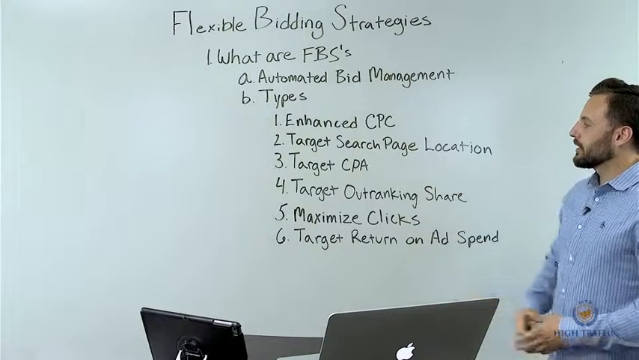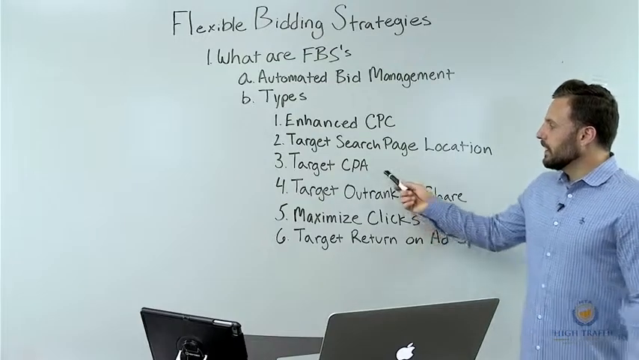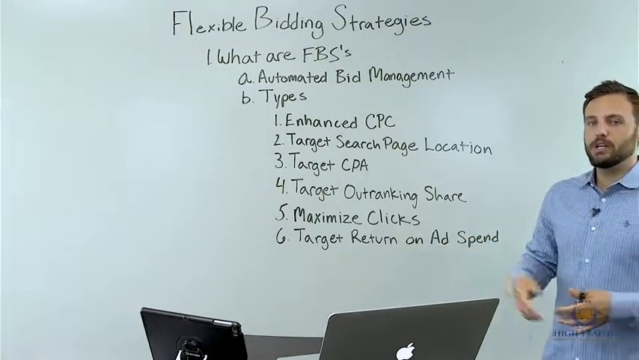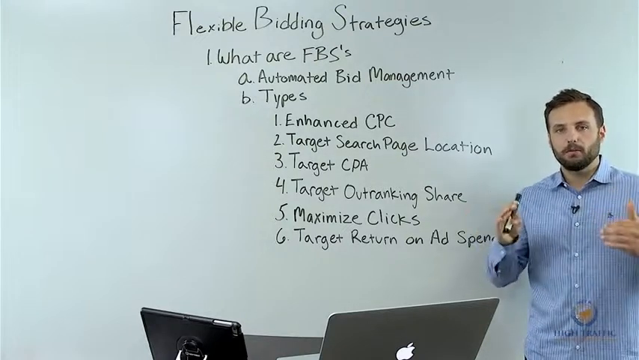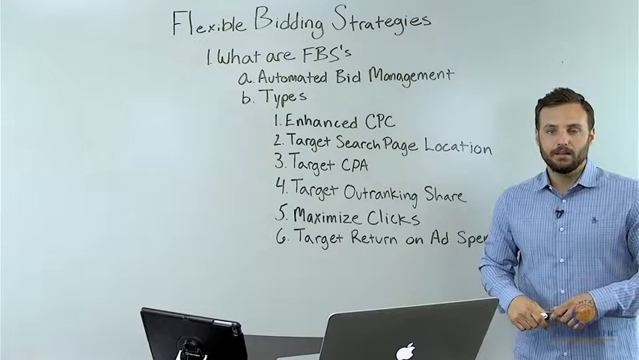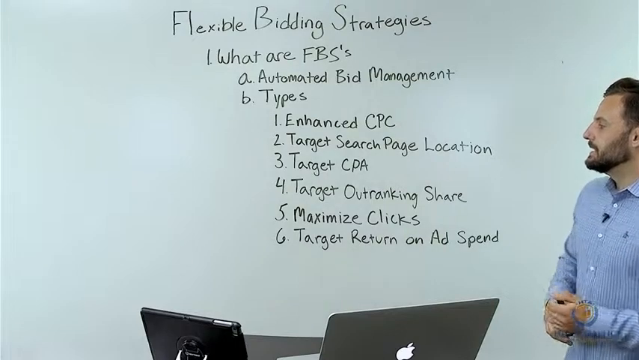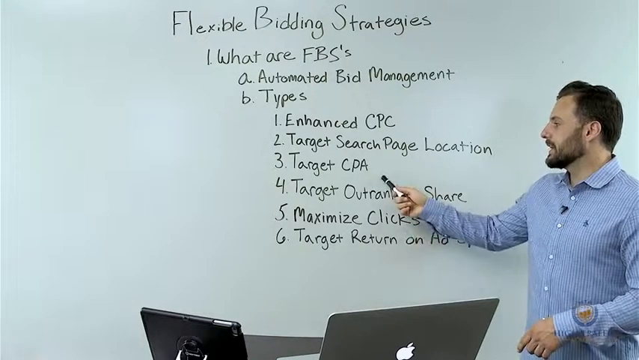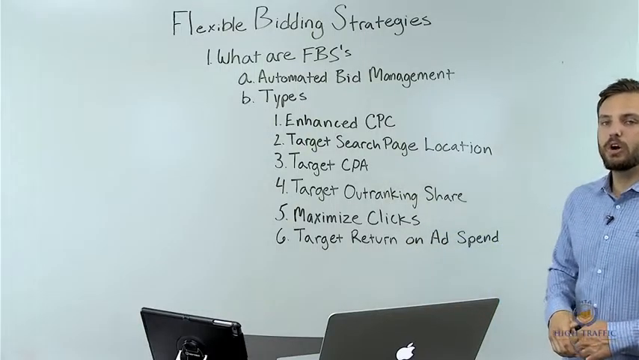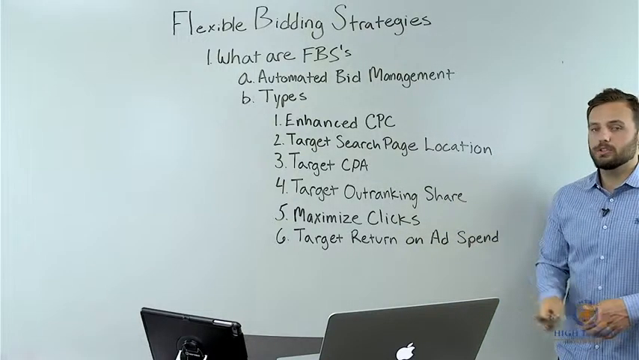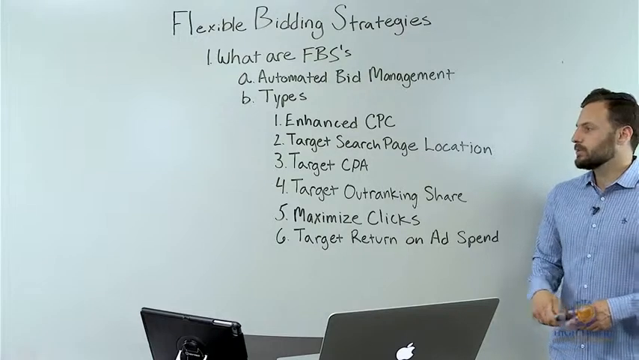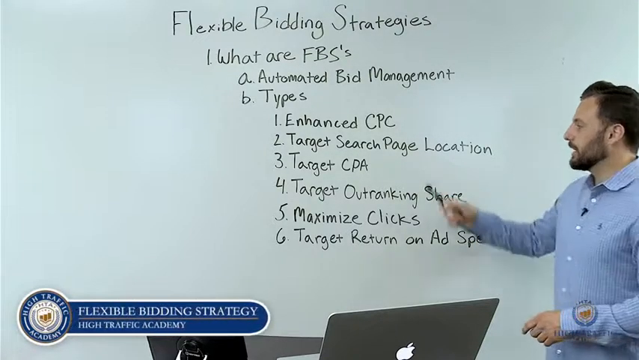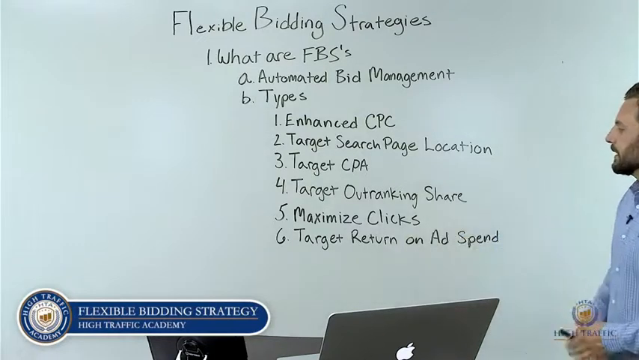The third is target a cost per acquisition. And it's exactly that. You're setting up a bidding strategy and a budget to target a particular cost per acquisition that you'd like to hit. So if your ideal cost per acquisition or cost per sale is $30, then you can set up a flexible bidding strategy to target that. There are a couple of downfalls to a cost per acquisition, which we'll go over in depth in the cost per acquisition video.